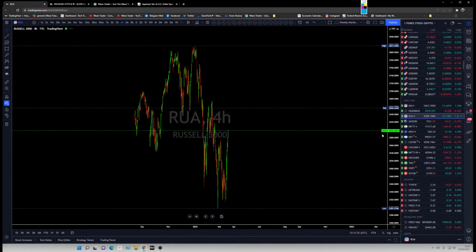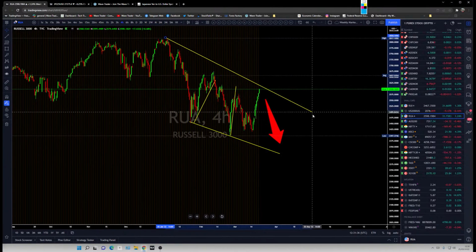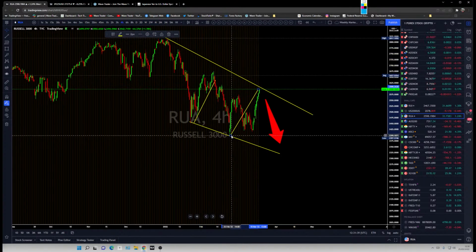All right, so the US Russell 3000, again, it bounced off. All right, so I'm expecting one more leg lower rather than continuing to push higher.